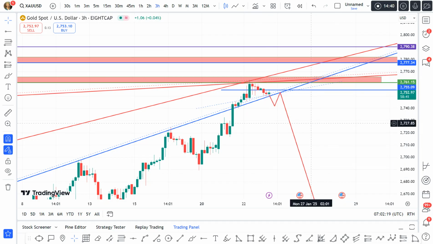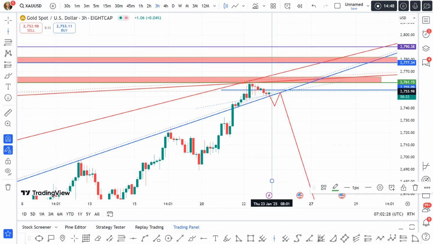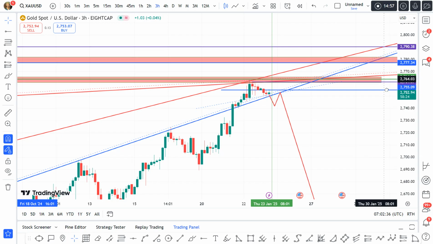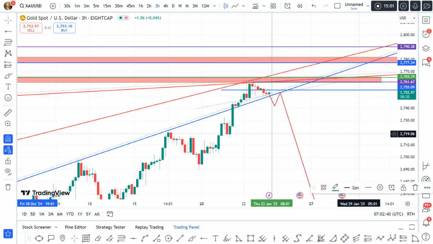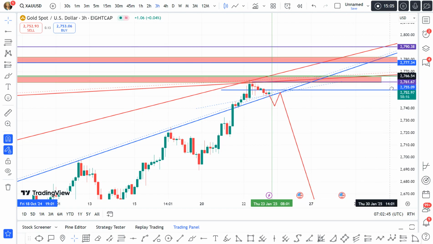Now the market is rejecting 2,755, right? So let us say in the New York session, or by close of the London session, we're able to tap into this zone. It will ultimately bring us into this area as our sell zone. So let's mark it out and see if it's possible. If price comes into this level, if we see ourselves at this level, begin to think if you are going to sell or not.